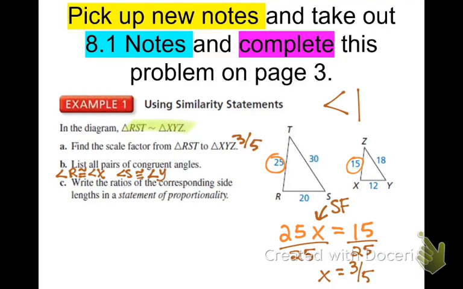Angle Y, sorry. And then angle T is congruent to angle Z. All right, and then the last piece. Write the ratios of the corresponding side lengths in a statement of proportionality.